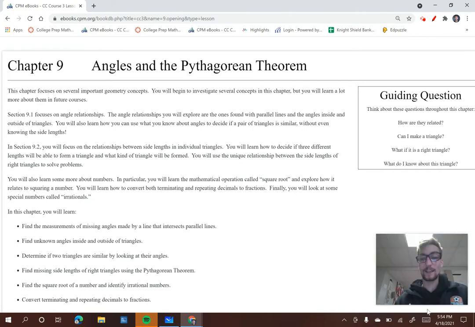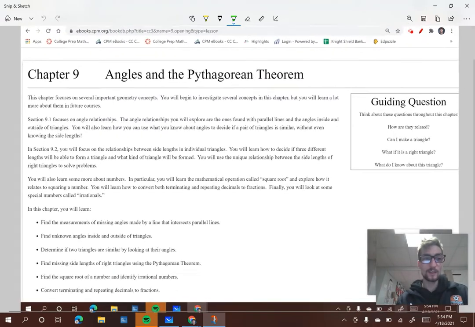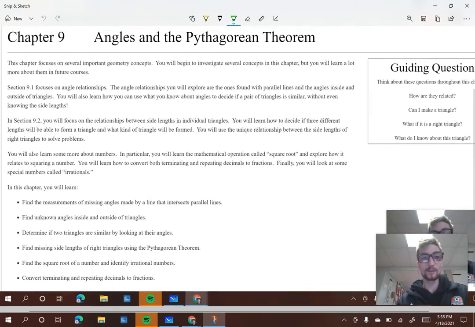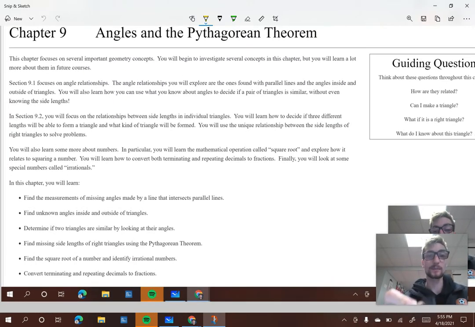Now, as we take a look at this introduction sheet, it says this chapter focuses on several important geometry concepts. When we see the word geometry, we're thinking all about angles, intersecting lines, shapes, and so much more. We're going to start off by investigating several concepts in this chapter, and we're going to learn even more about them in the future.